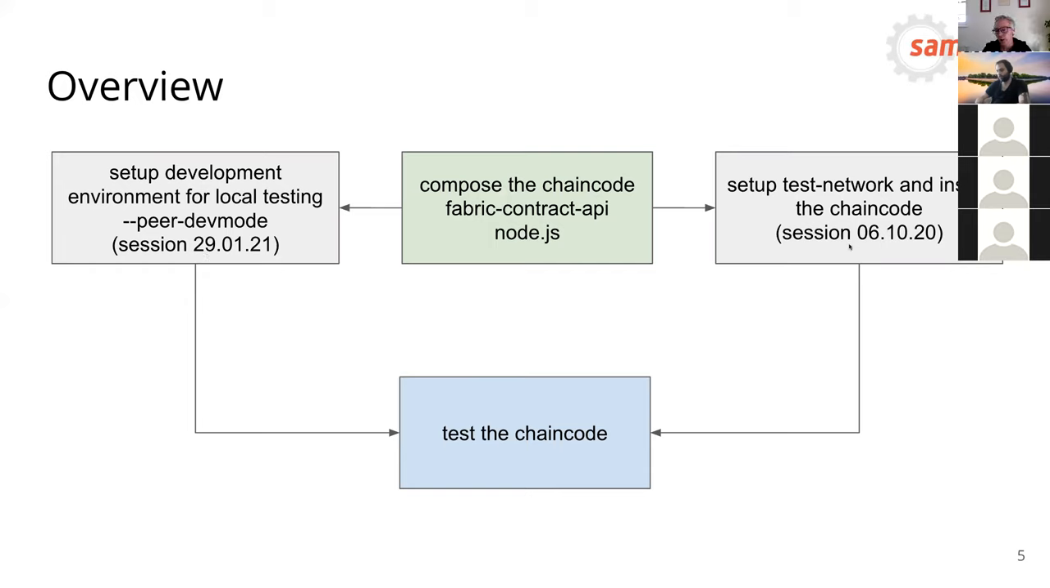And then we try to install this in the test network. And this is the material from the beginning of this session, so on the beginning of October last year. So this is built on this part. And then in the middle here, we will use the Fabric Contract API in the Node.js implementation to build this particular chaincode. And we will try to run this here during the development so that we see, okay, when we do this step, then we can check if this is running or not.